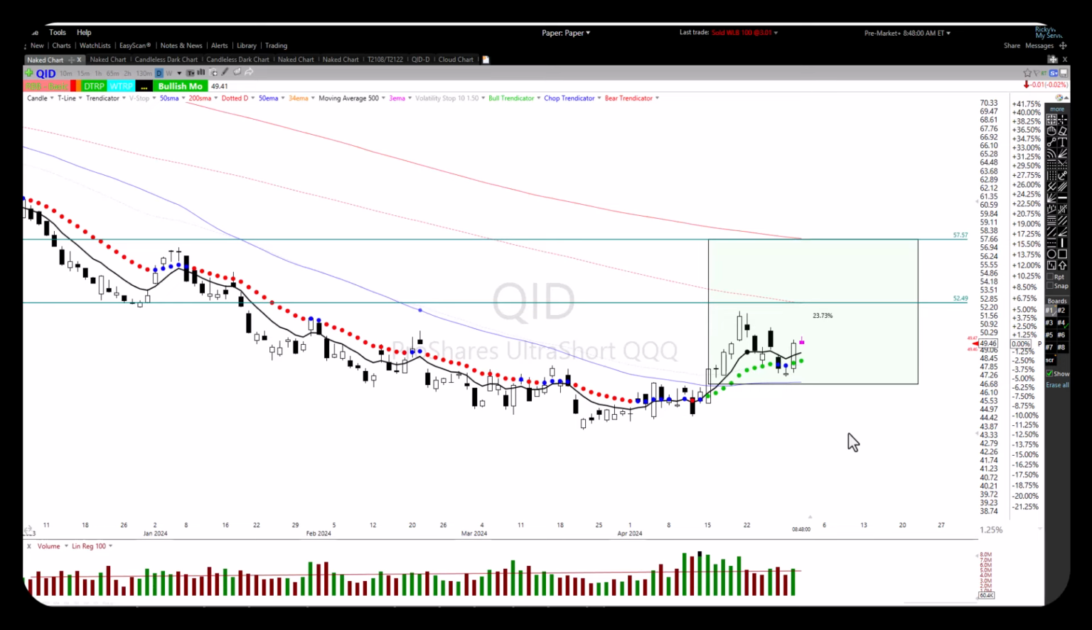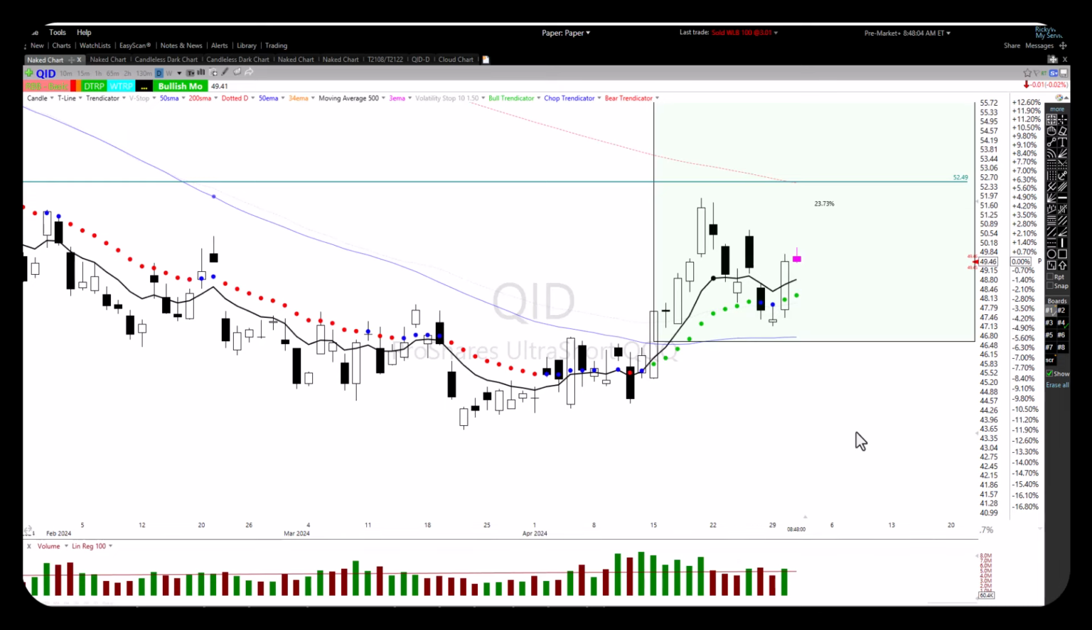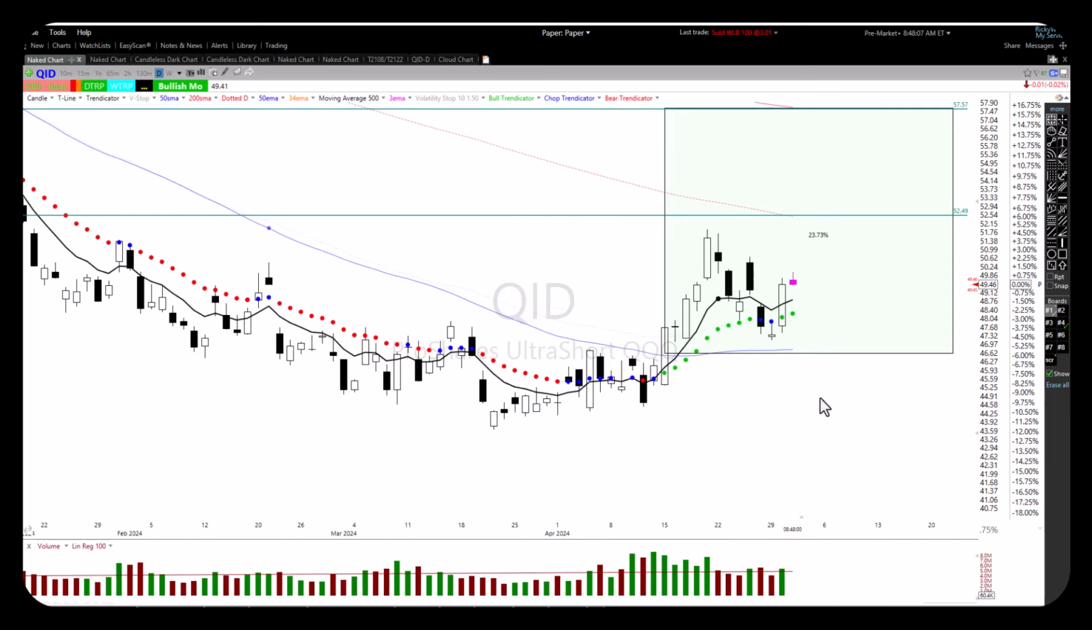So that's one way to short the Qs, maybe if you can't short the Qs, or it's too expensive, but we might want to take a look at QID here. Price is above the T-line. T-line's above the trend indicator. Trend indicator's green. Looking like a pretty good chart there.